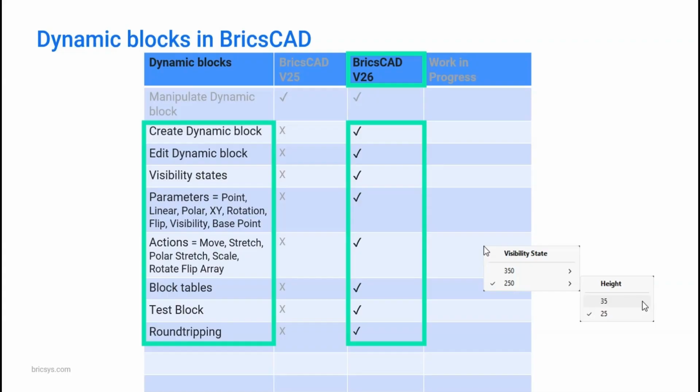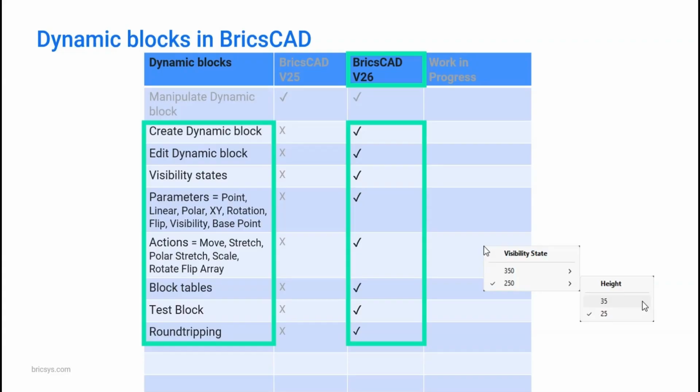And during the dynamic block creation process, you'll want to test it. So we have a test block feature that lets you do just that. You can test your block directly in the dynamic block editor. This helps to ensure that everything is correct before you finish the block.